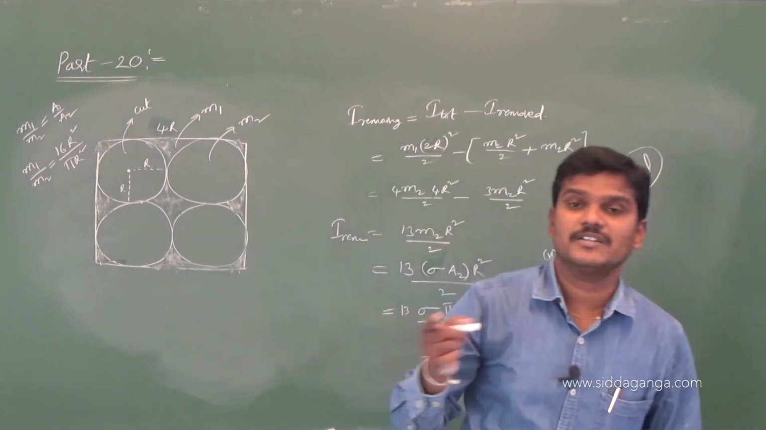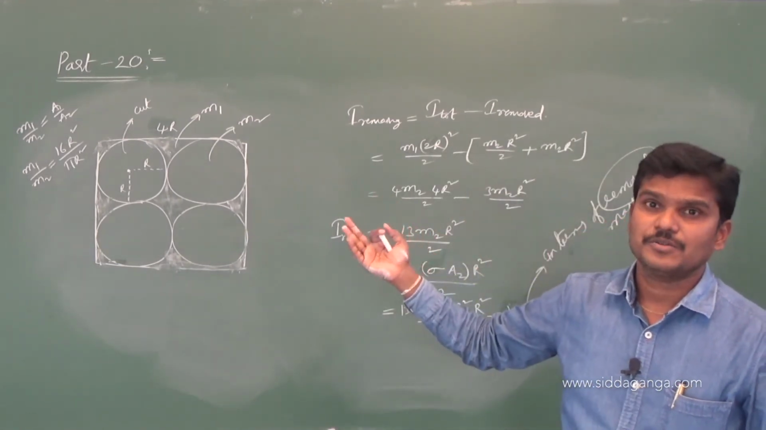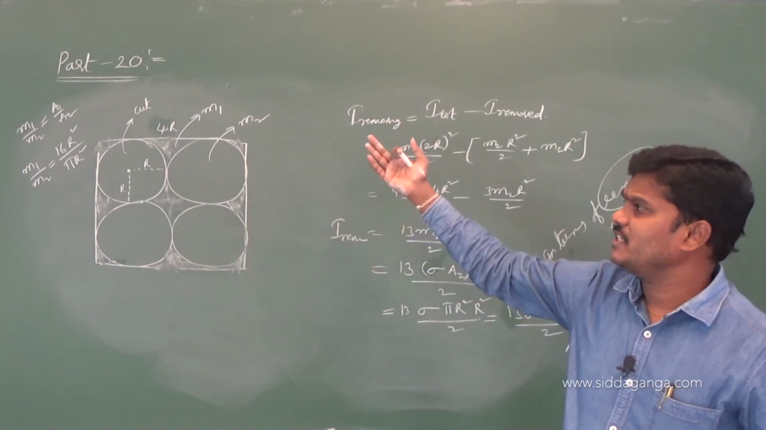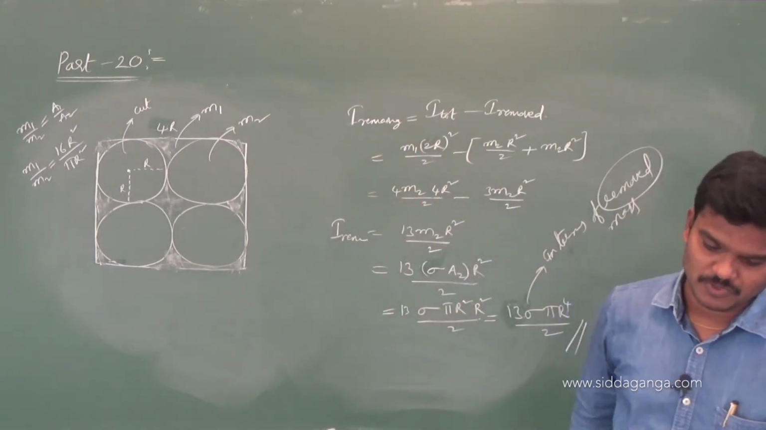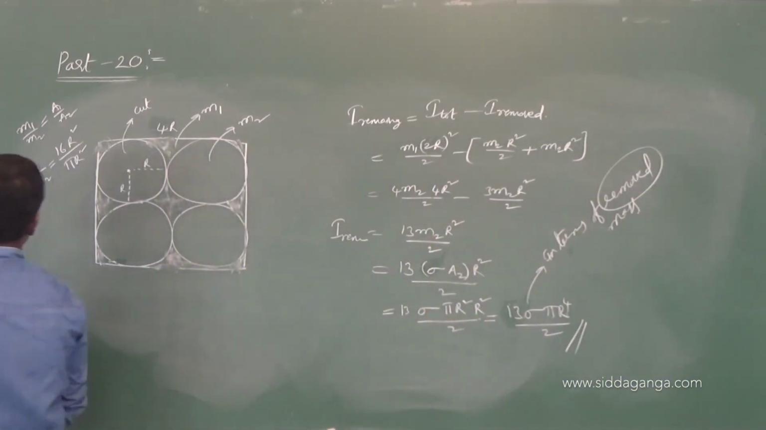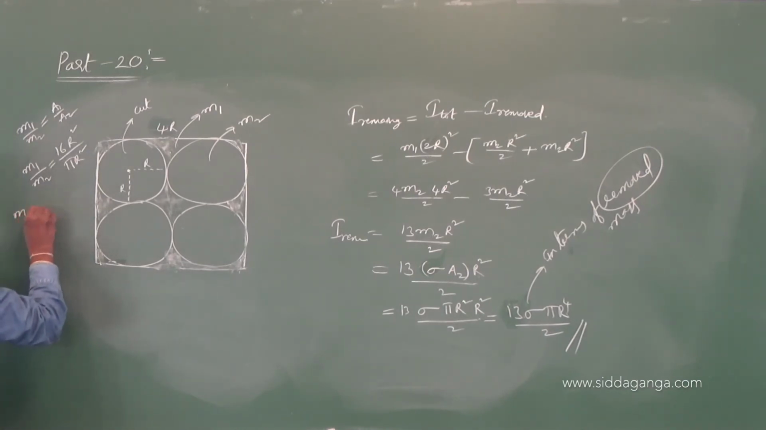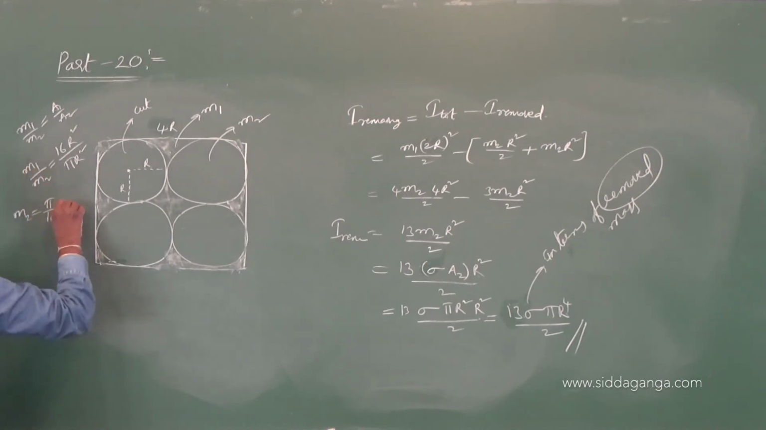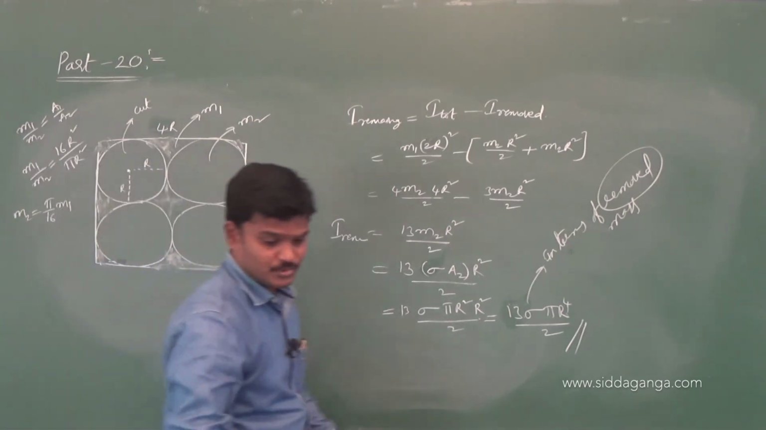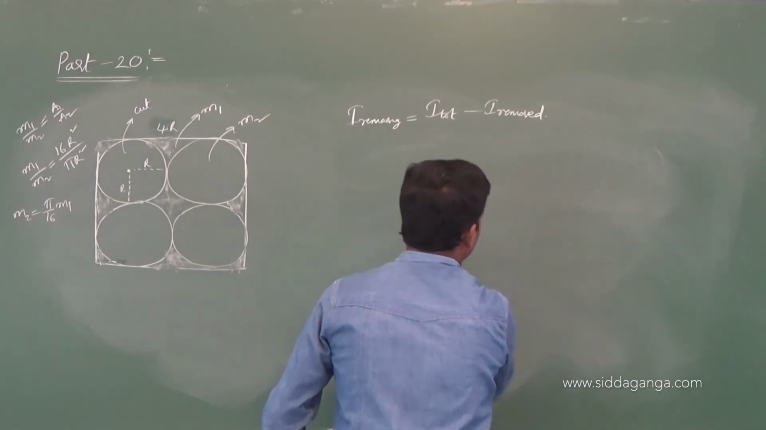So in the removed part there will be a pi. Then m1 by m2 we got it. You can write m1 as 16 by pi m2 and extend the same problem. You can convert m1 or m2, take any one. So let me write m2 as pi by 16 m1. I converted m2 in terms of m1. Do the calculation now.